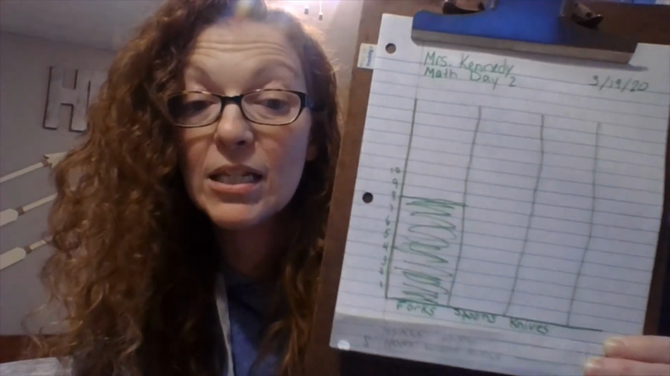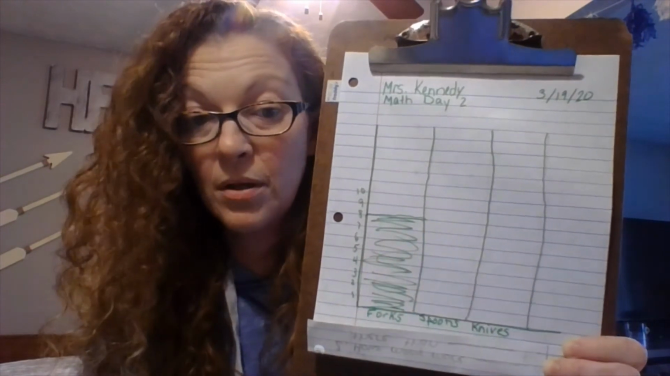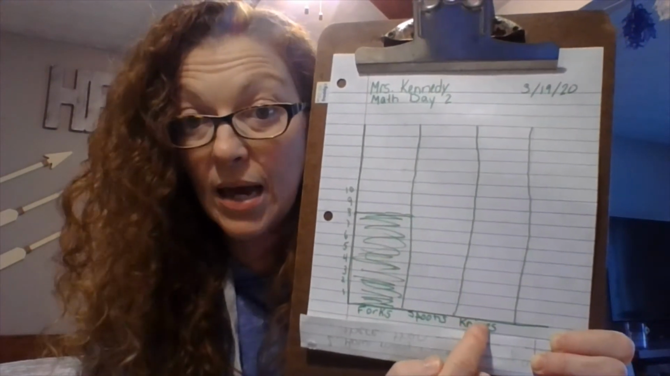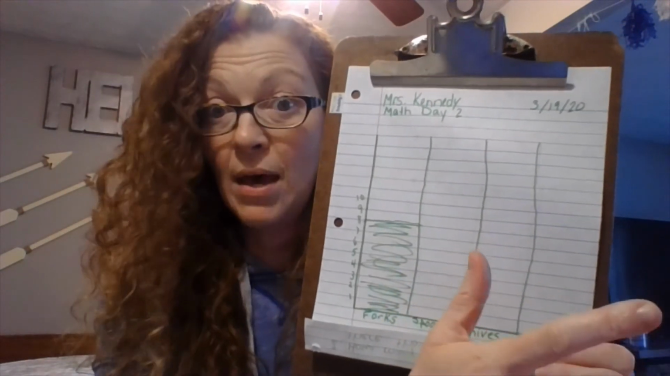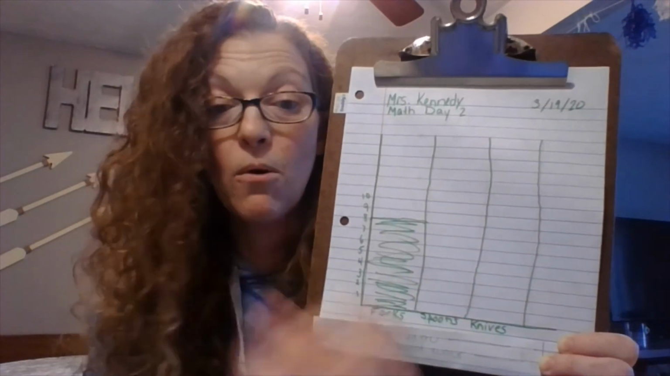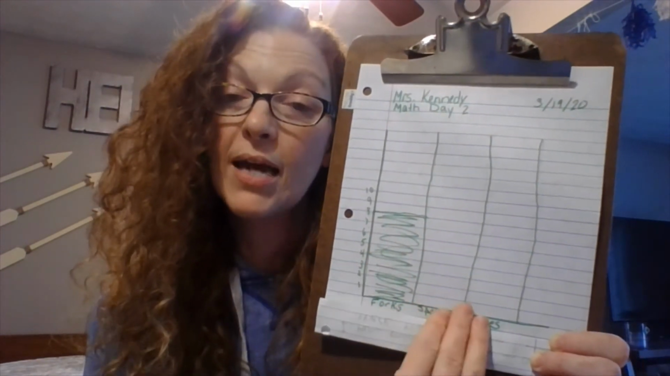And then you would count how many spoons you have. And then you'd color in how many spoons you have. Then you check your knives. How many knives do you have? And count them up. Or maybe your grown-up can just hold them and you count them. Or maybe you're going to use cups instead. It's up to your grown-up. 3 different things that you're going to count and graph.